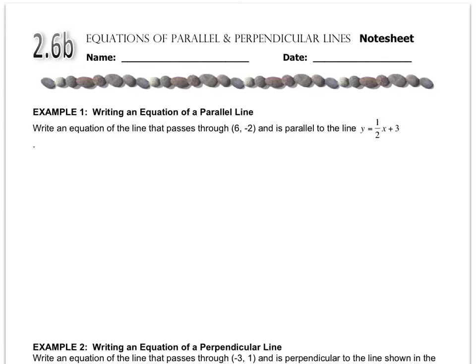We talked in an earlier lesson about how to recognize parallel and perpendicular lines, and now we're going to be writing the equations of parallel and perpendicular lines. So what you have to remember is that parallel lines have the same slope. So in this equation that we're going to end up writing, the slope has to be 1/2. So I know immediately that my slope is 1/2.